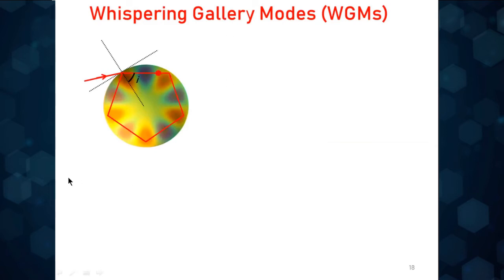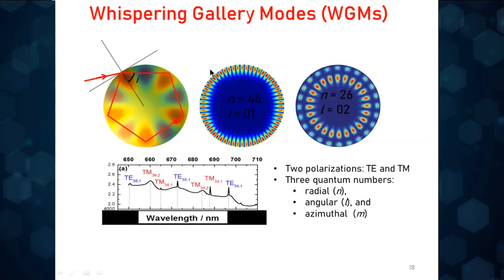This is something very well known in the optics community. If you look at a sphere and you illuminate it at a very particular angle, you tend to get total internal reflection. So you end up having something called whispering gallery modes. These whispering gallery modes are the modes of a sphere which are confined to a particular plane, or can also be confined to the whole of the sphere, depending upon the quantum numbers: the radial, angular, and azimuthal quantum numbers. And it also depends on the polarization of the incident light.